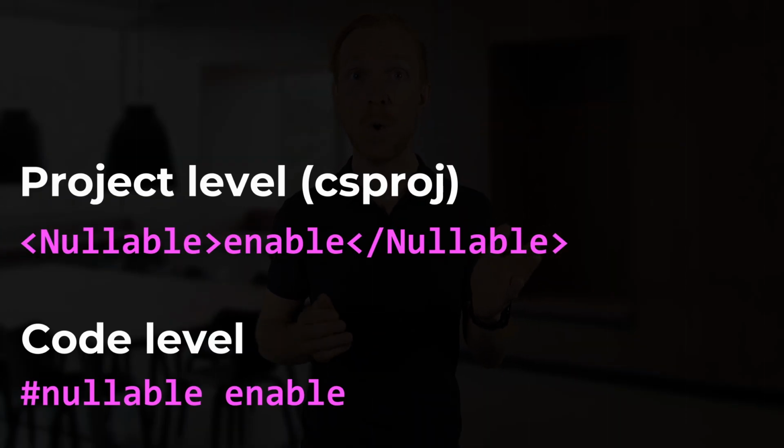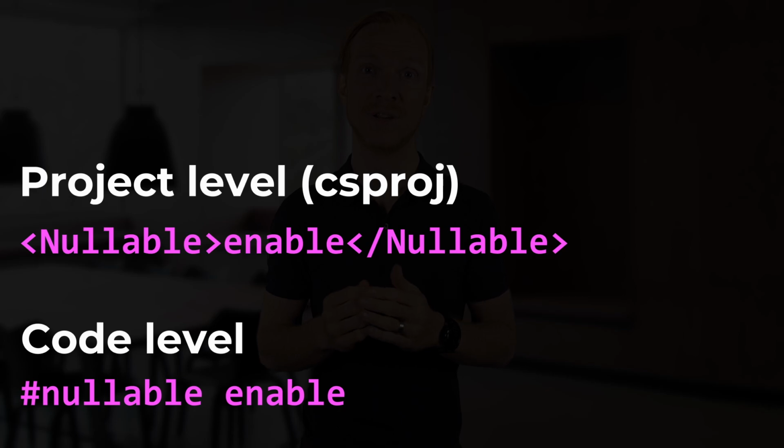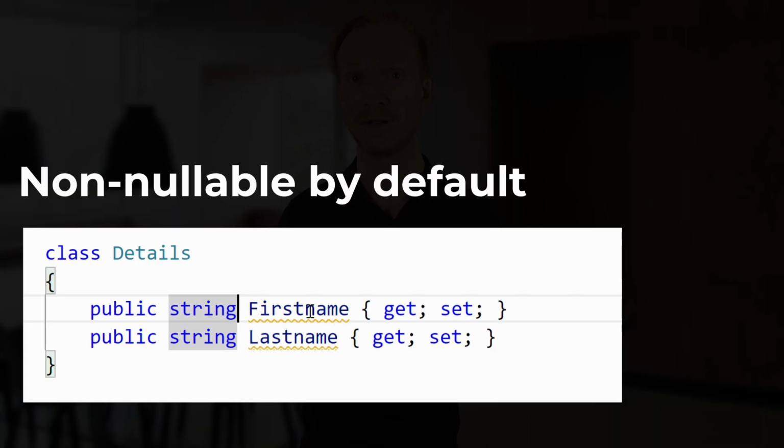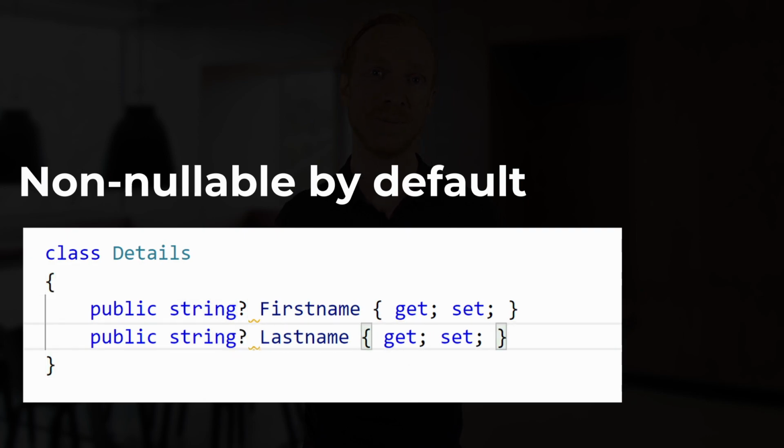You can enable nullable reference types on the project level or directly in your code to quicker find potential null reference exceptions. The compiler will provide you with warnings and tell you if there's a potential null reference exception. It's not going to catch every case, but it is going to catch a lot. Reference types are now non-nullable by default. Create a nullable reference type by using the question mark. This will allow your variables to be assigned a null value.